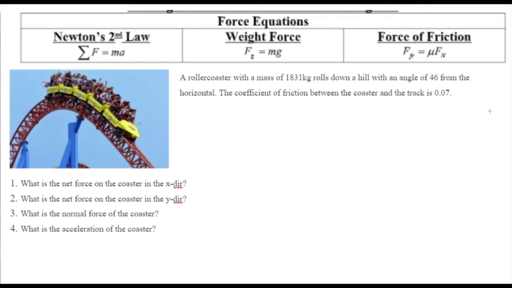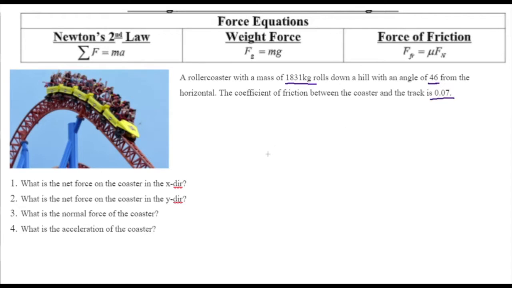All right, guys, we're going to go ahead and get started with this first problem. It says a roller coaster with a mass of 1,831 kilograms rolls down a hill with an angle of 46 degrees from the horizontal. The coefficient of friction between the coaster and the track is 0.07.